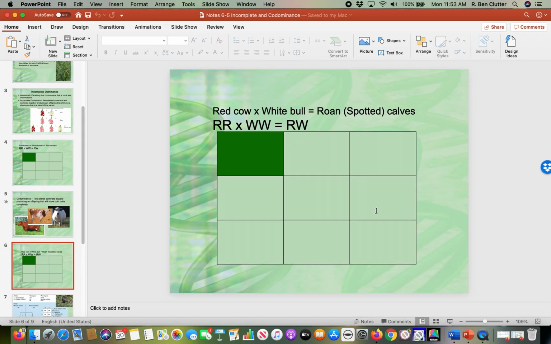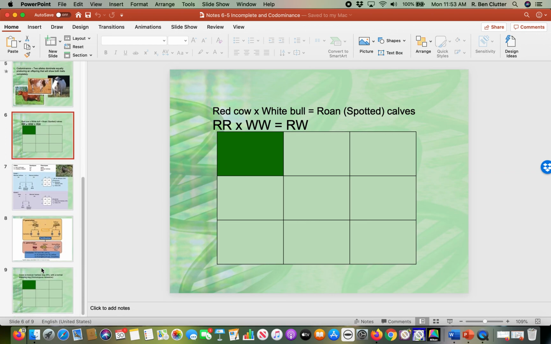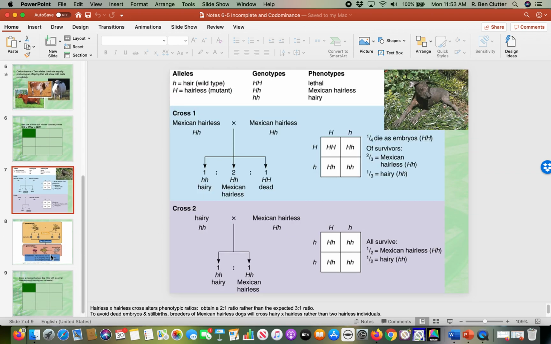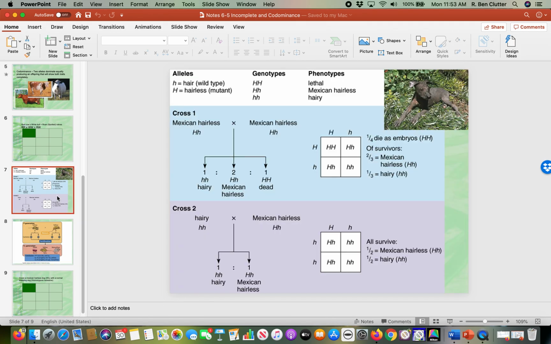So I'm not going to go over all the results there, but there you go. All right, and then the rest of this slideshow is something that we did cover in class previously, so I'm not going to bother going over that. But just remember these lethal allele traits, where a double dose gives you, basically it's lethal, it's dead, so you can't have a double dominant trait.